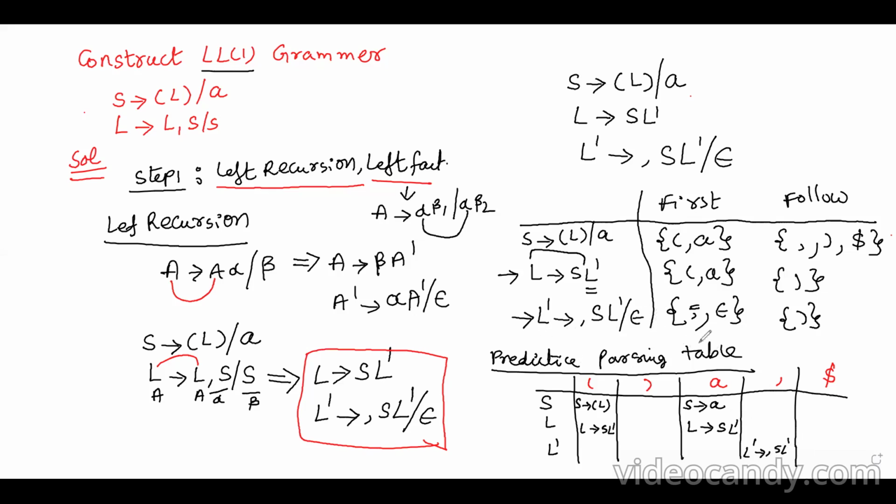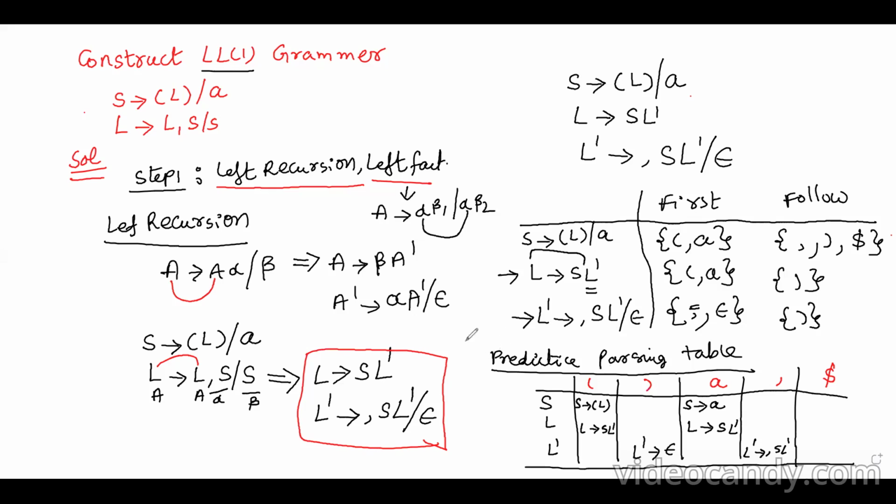Now what about L dash tends to epsilon? It is going to show the epsilon, but you never write the values in epsilon. So when you see epsilon in the first, you go for follow. What is the follow of L dash tends to epsilon? This is close bracket. So in place of this close bracket we can write L dash tends to epsilon. So this is a way to construct the predictive parsing table.